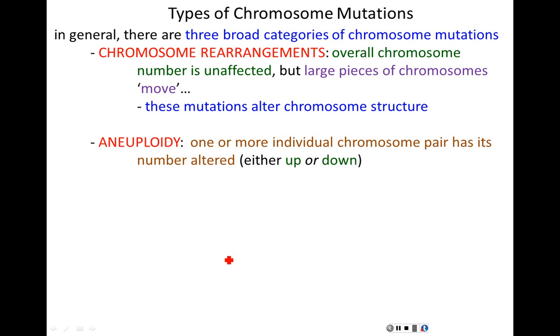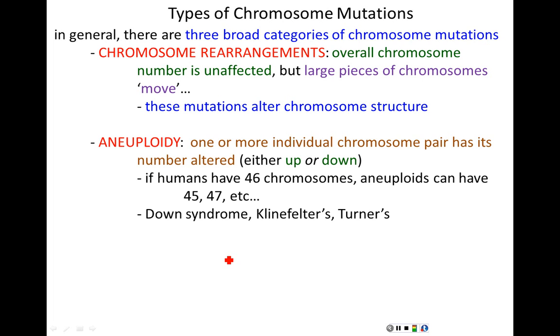The second broad category of chromosome mutation is aneuploidy. I already loosely defined it in the first slide of the lecture, but aneuploidy is when we change the number of chromosomes up or down by 1 or 2 or 3. So we have the loss of a single chromosome, so instead of 46 we have 45. We have the loss of 2 chromosomes, so instead of 46 we have 44. We have the gain of 1 or 2 or 3 chromosomes, so instead of 46 we have 47, 48, 49, etc. Down syndrome is an example of aneuploidy. So is Klinefelter's, which we talked about in our sex chromosome, sex differentiation lecture. Turner syndrome also we talked about then. These mutations alter the chromosome number.